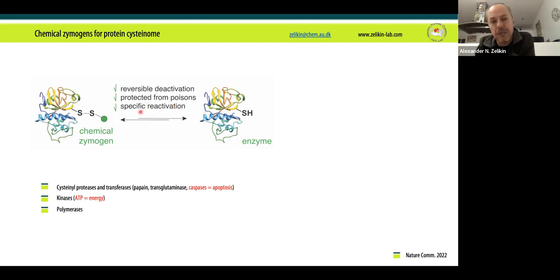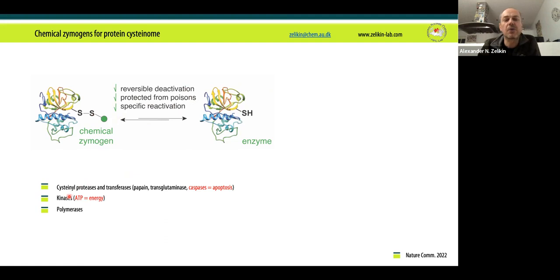An interesting add-on benefit is that while the thiol is protected in the form of the disulfide, it's also protected from poisons such as covalent inhibitors of thiols, be it iodoacetamide, maleimides, etc. But reactivation is on demand when you need it. Cysteine proteases are important because, for example, these are your caspases. This is apoptosis. But there are many more enzymes that have cysteines, and not always is cysteine involved in catalysis per se.